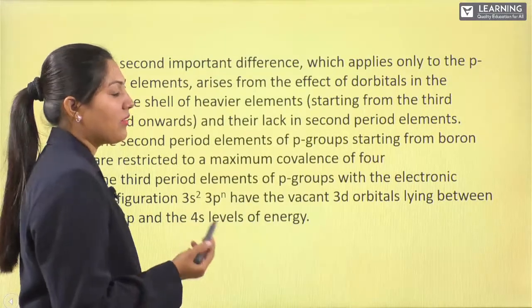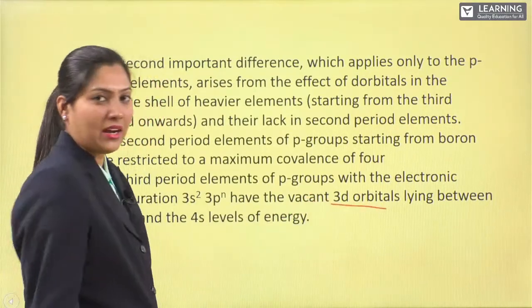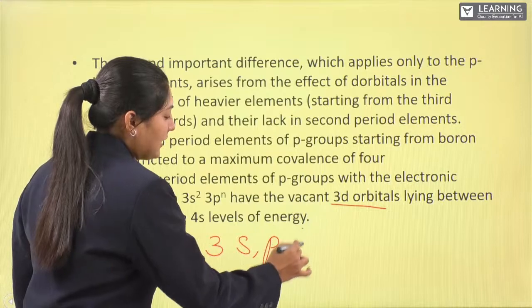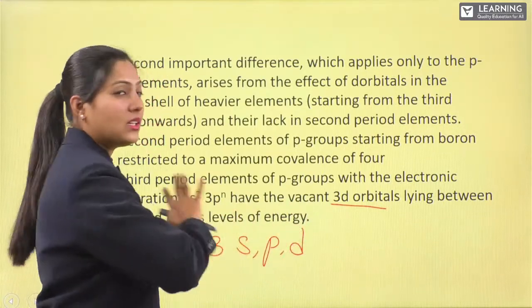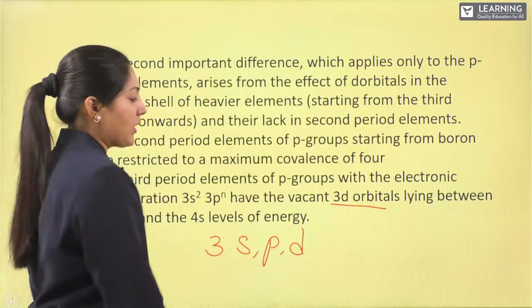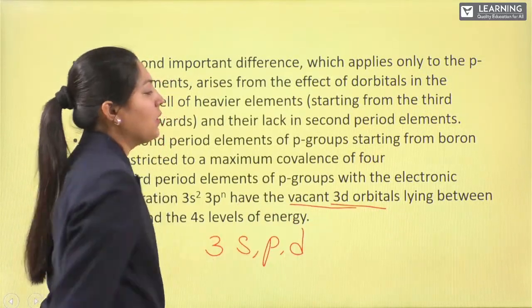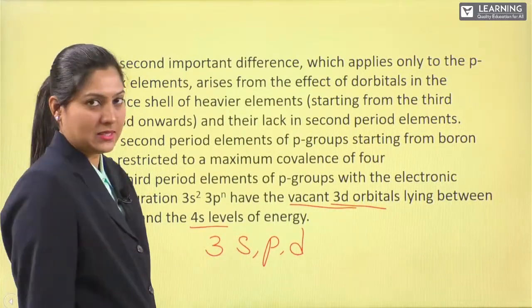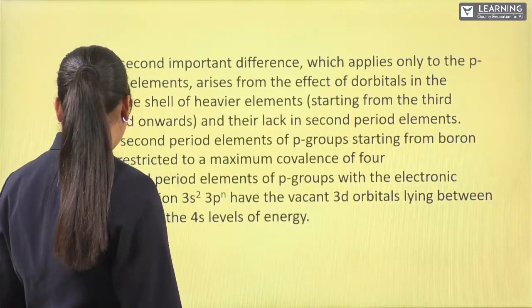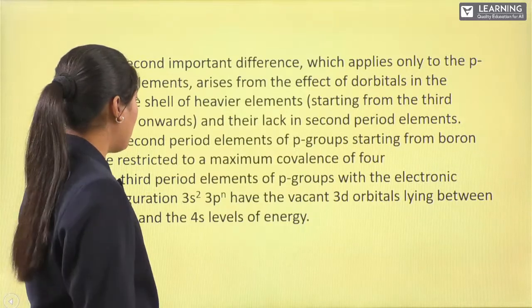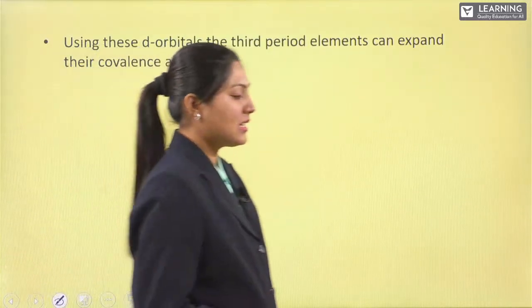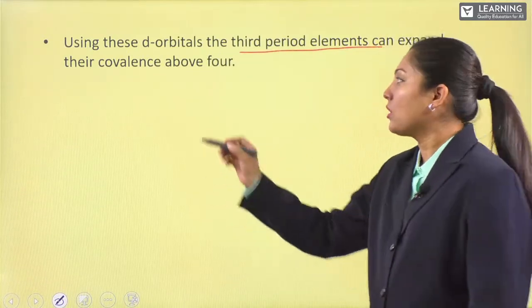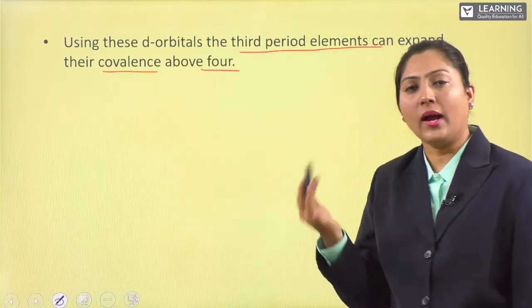In the third period, we have the vacant 3d orbital. That means in the third period we will have s, p and d orbitals, where the d orbital doesn't have any electrons, but is empty. So we have vacant 3d orbitals lying between the 3p and 4s levels, and we use them for expanding our oxidation state. Using these d orbitals, third period elements can expand their covalency from 4 to above.